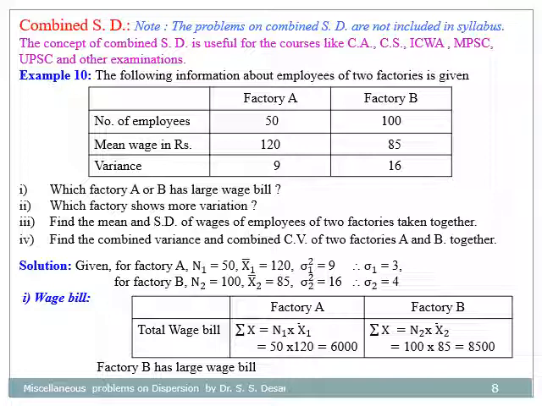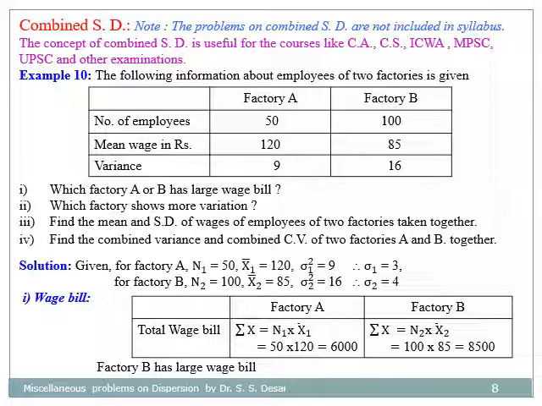So you note that this type of problems are not included in your syllabus, but this concept of combined standard deviation is useful for the courses like CA, CS, ICWA, MPSC, UPSC and other examinations. The problem is like this.